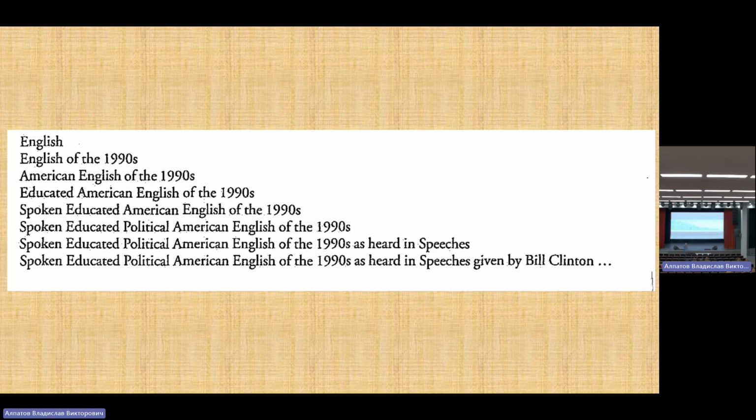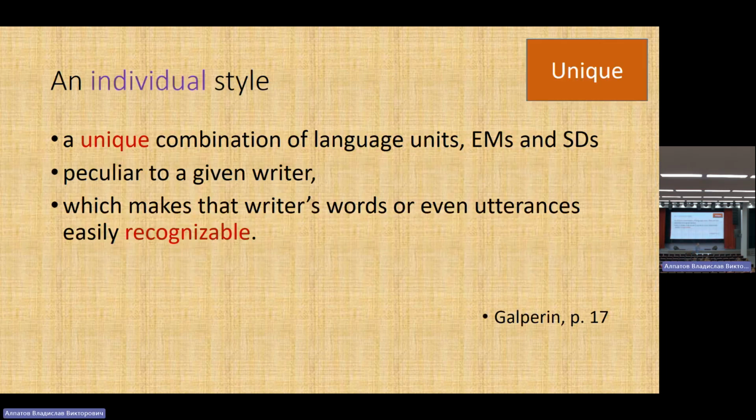And here we are already dealing with style, right? Spoken educated American English of the 90s, spoken educated political American English of the 90s, as heard in speeches, as heard in speeches given by Bill Clinton, right? And here we pass on from the notion of functional style to the notion of individual style, right? And this is the second phase of style.